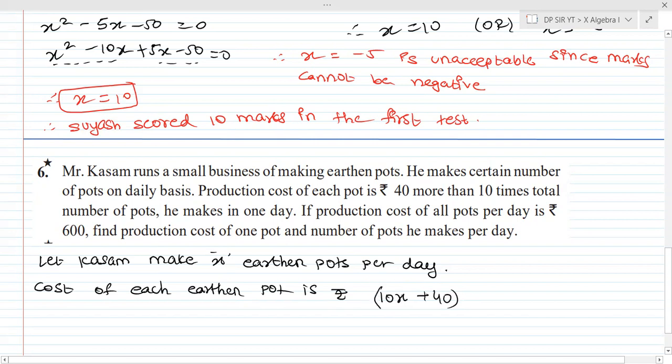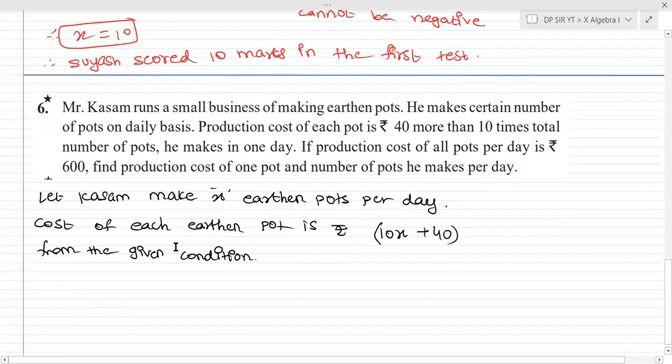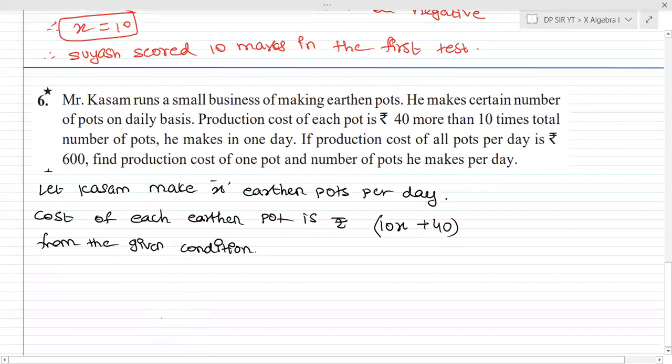10x plus 40 is equal to, now from the given condition. Are these lines a bit of a barrier or what? Anyways, my handwriting is not good, I agree. From the given condition, what will you get? x, the number of pots, and its cost, that is 10x plus 40. So 10x plus 40 is equal to 600.